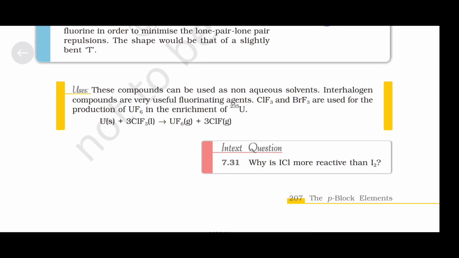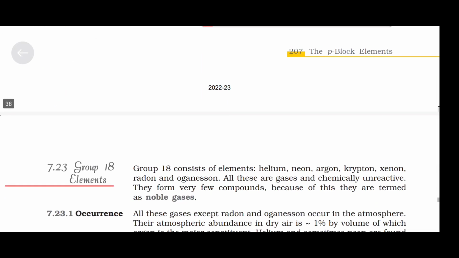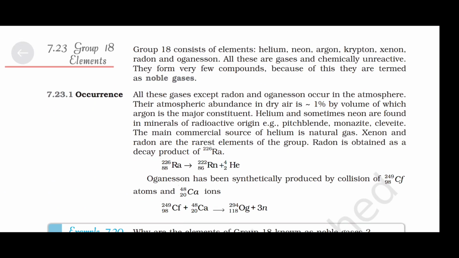Uses. The compounds can be used as non-aqueous solvent. Interhalogen compounds are very useful fluorinating agents. ClF3 and BrF3 are used for the production of UF6 in the enrichment of 235U. U in solid state reacts with 3ClF3 to give UF6 plus 3ClF.